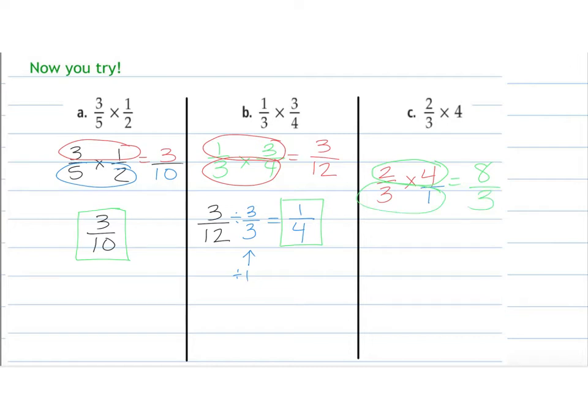I have an improper fraction, 8/3, that I want to change to a mixed number. I know that 3 goes into 8 2 whole times, which is 6. And that tells me that there are 2 left over out of the 3. So 2/3 of 4 is 2 2/3.